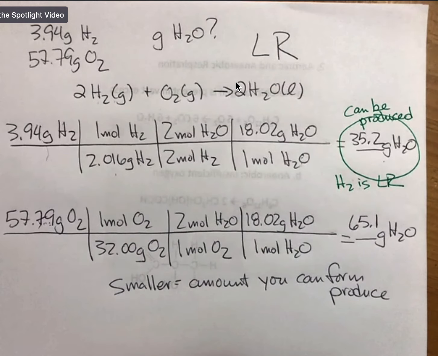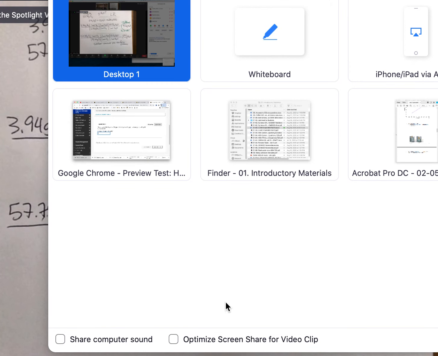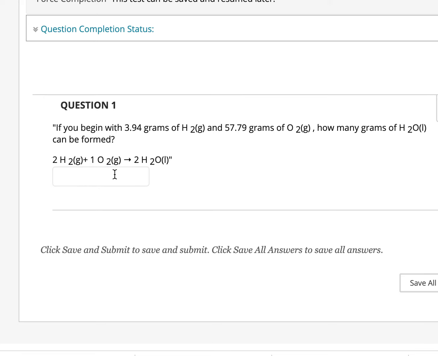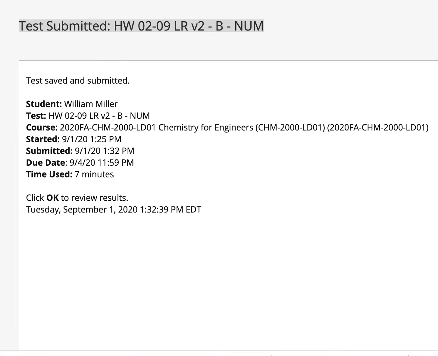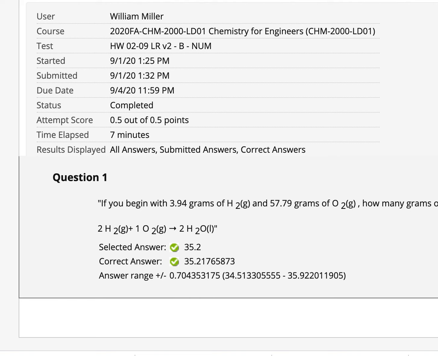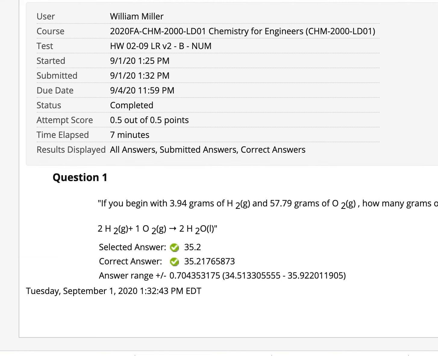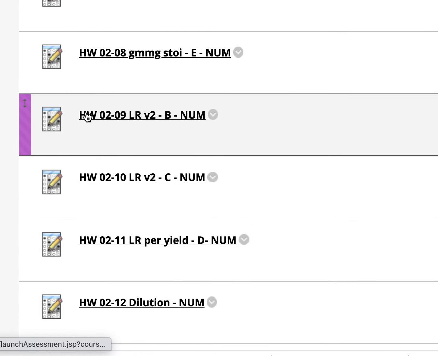Any questions about any of the work you see? If not, we'll go and try and enter it in here. 35.2 grams. And there's no way for you to enter units. I thought about it, but 35.2. And sure enough, 35.2 is the grams that you get. All right, that was homework 0209.